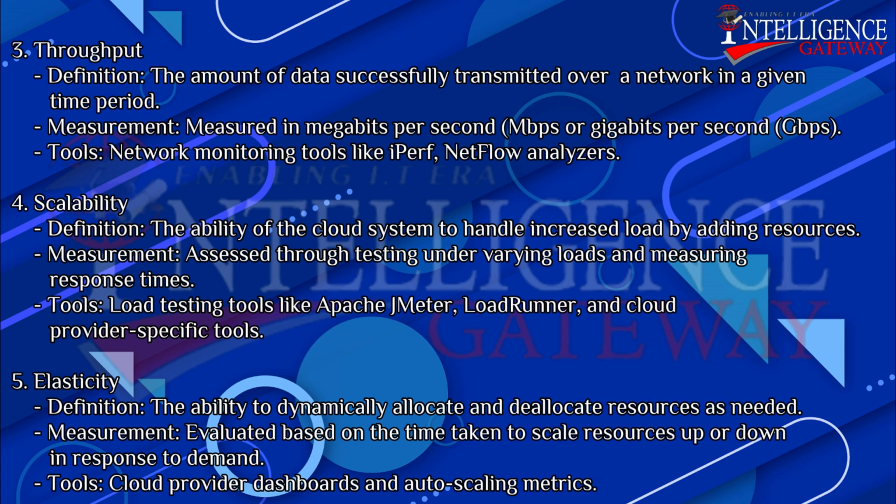3. Throughput. Definition: the amount of data successfully transmitted over a network in a given time period. Measurement, measured in megabits per second, Mbps, or gigabits per second, Gbps. Tools. Network monitoring tools like iPerf, NetFlow analyzers.